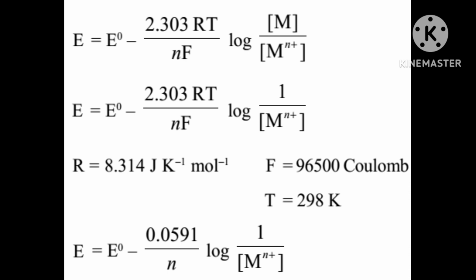Ecell is equal to E standard cell plus 0.059 divided by n. Now what do you write? Log base 10 you have written. And now 1 upon Zn++. Now it will be reversed. The denominator portion will be reversed. Copper will go upside, and 1 will come down. Correct? Then finally you will get what?